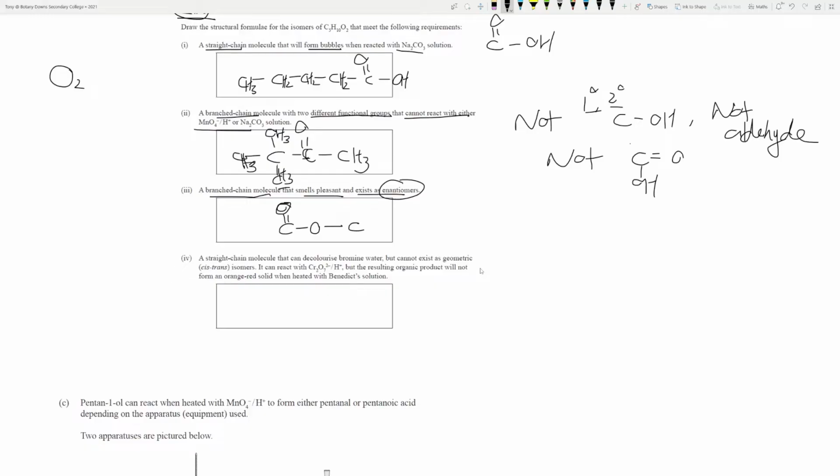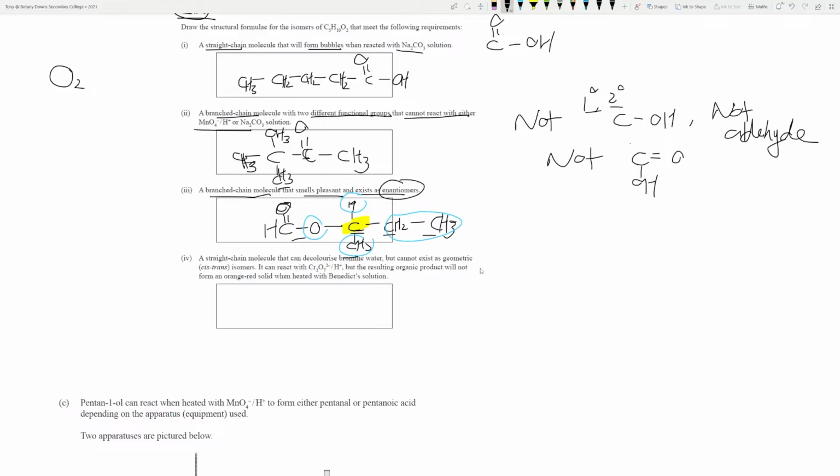I can do this. CH3, CH2, CH3. So this carbon right here in the middle is a chiral carbon because it's bonding to an H, O, and CH3, CH2, CH3, which are 4 different groups. So that's a chiral carbon. So that's 1, 2, 3, 4, 5 carbons already. So let's put an H here, and that should be the answer.